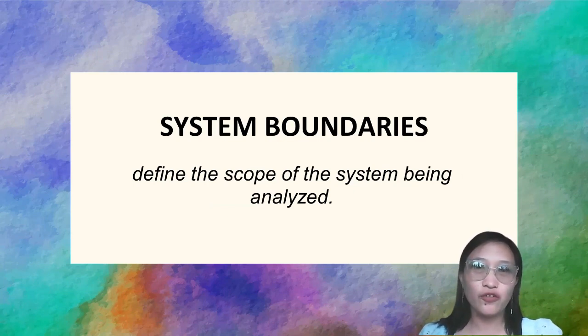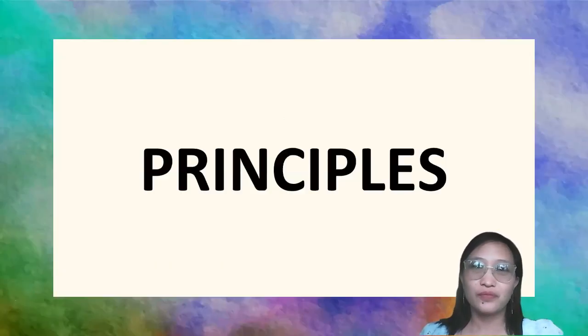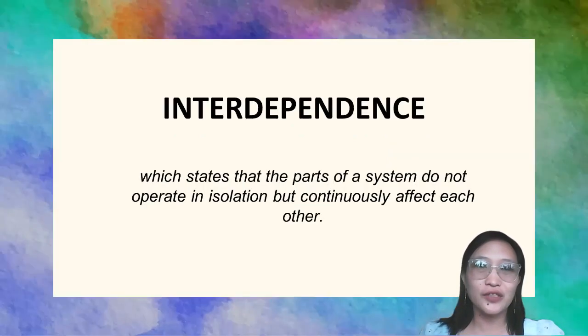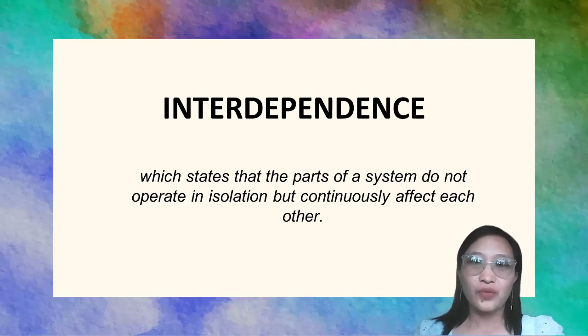We go to the second part of my report, which is the principles. So what are the principles included in this small group? First, we have what we call interdependence, which states that the parts of a system do not operate in isolation, but continuously affect each other. What do we mean by this?